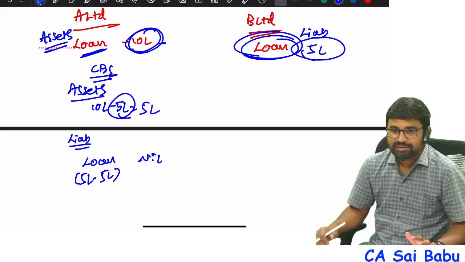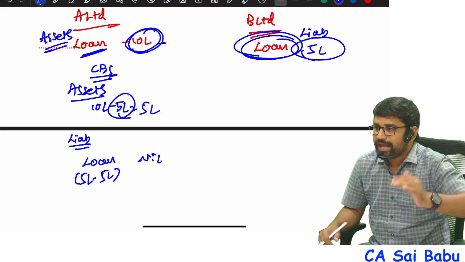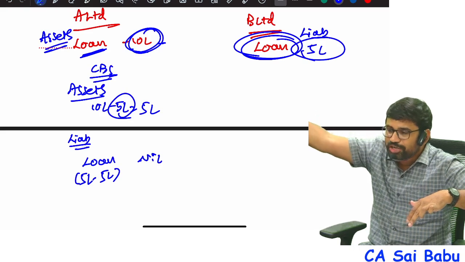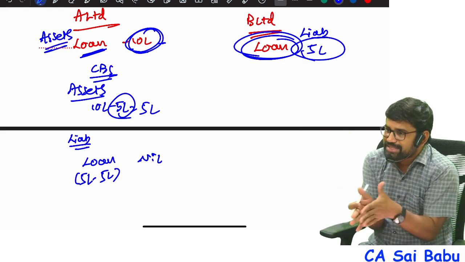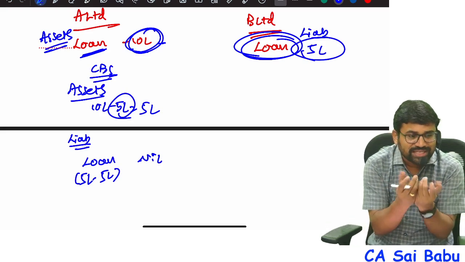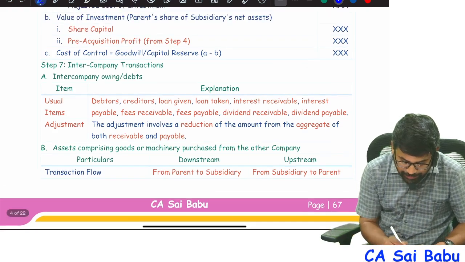Eliminate. Similarly, suppose trade receivables, trade payables. Parent company books trade receivables, certain portion is B Limited only. B Limited point of view trade payables, A Limited point of view trade receivables, both will be adjusted. Common debts, sir, common debts. Because A Limited, B Limited now treated as one single entity. That's why. Okay. So this is step number 7, sir.